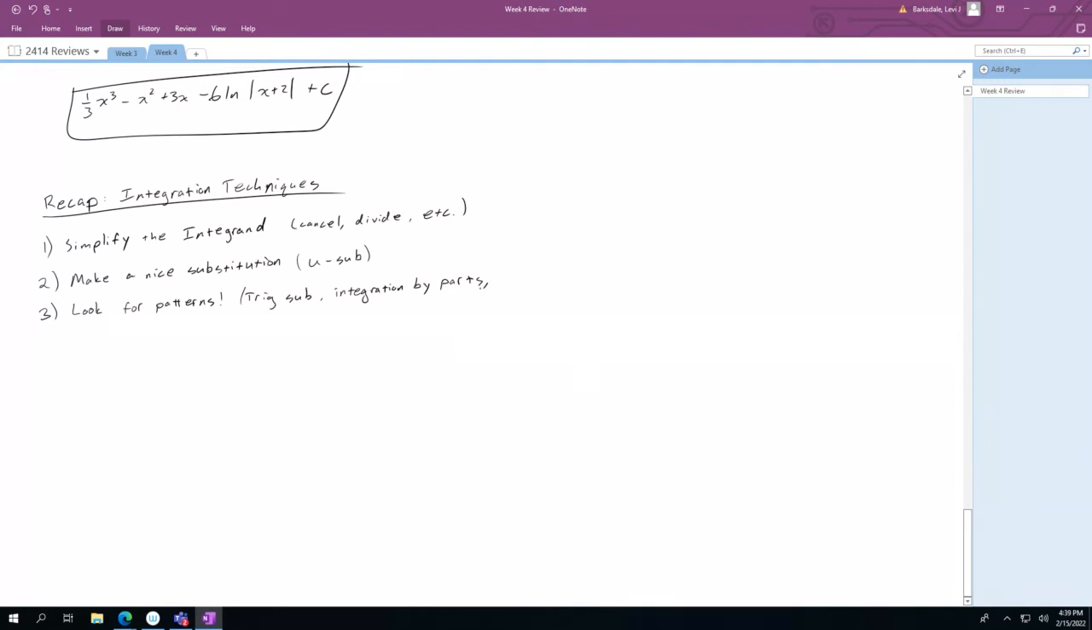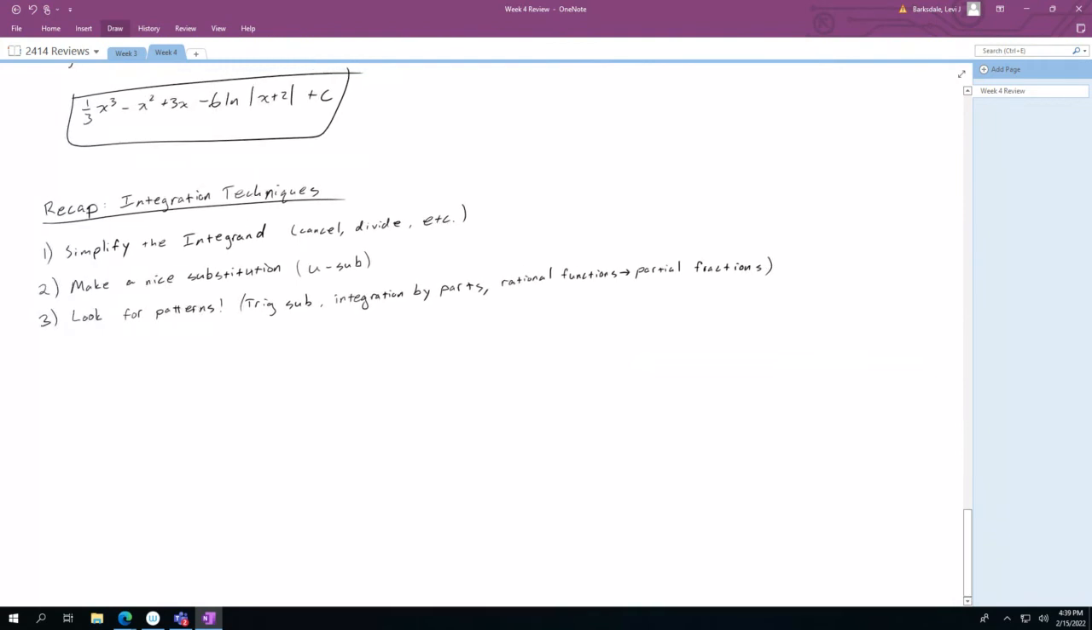Or basically all of your partial fractions problems thus far have been with dividing two polynomials or some kind of rational functions, giving you partial fractions. So a lot of the integration techniques you've used so far often have specific patterns associated with them. So see if you can find those patterns.